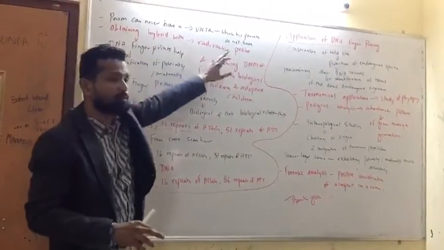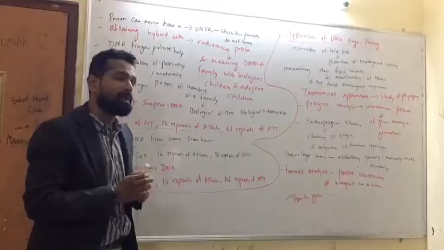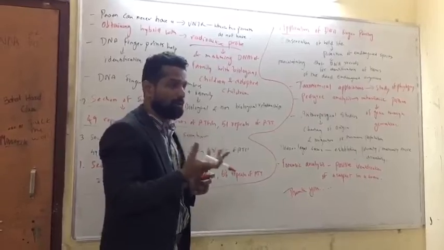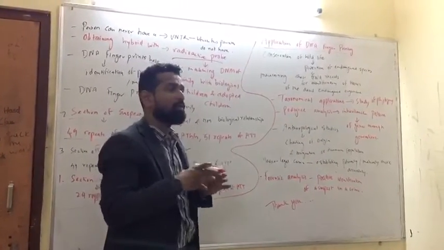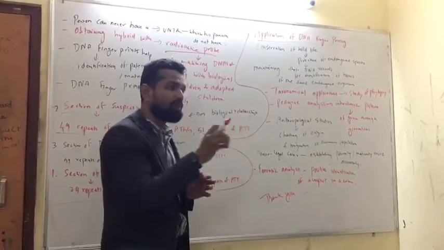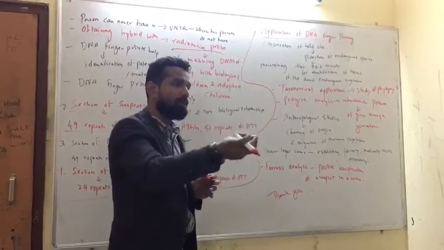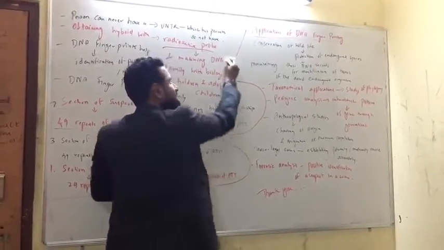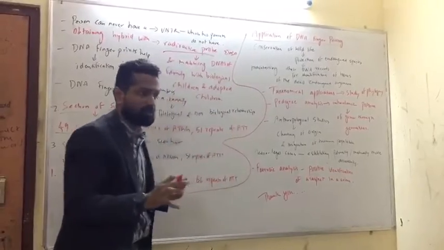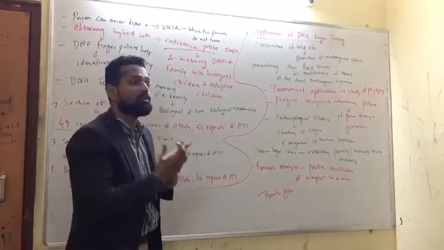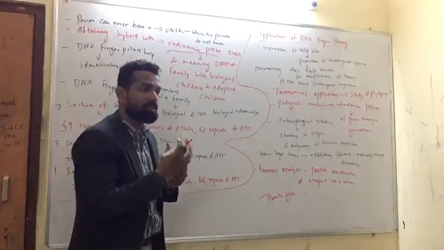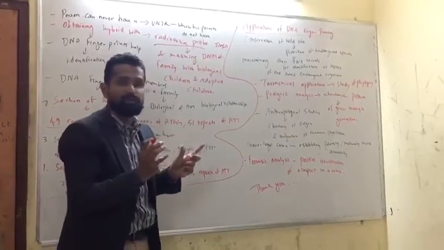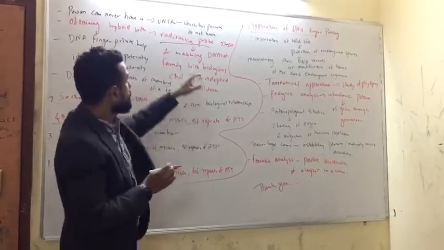Obtaining hybrid with radioactive probe. What do you mean by radioactive probe? If you remember, I told you that especially in the criminal investigation bureau, whatever things the CID and CBI obtain at an incident, they give to the laboratory. The scientists use such a radioactive probe, which is a DNA sequence, a ready-made DNA sequence treated with radioactive elements. Why are radioactive elements used? Because they want detection to be easy. Yes or not?